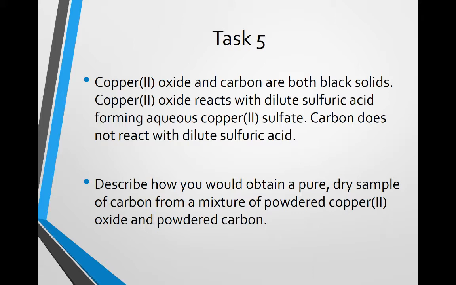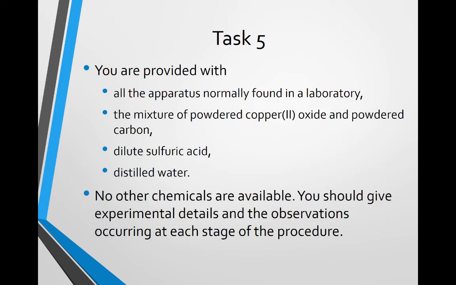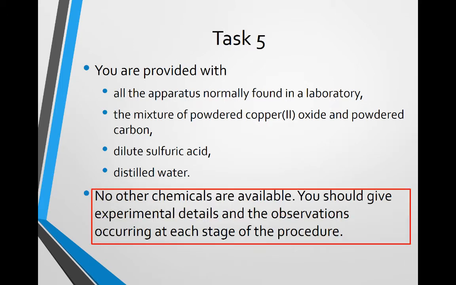Now your task is to describe how you can obtain a pure dry sample of carbon from the mixture of powdered copper 2 oxide and powdered carbon. This therefore will be the aim of the experiment. You are also provided with the apparatus that is commonly found, the particular mixture that we are talking about, the acid, as well as distilled water. No other chemicals will be available, and you should give the details as well as the observations occurring at each stage of the procedure.